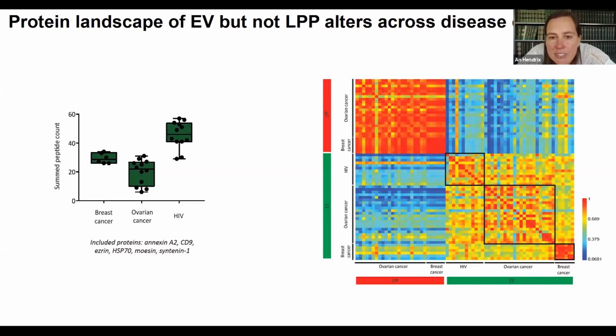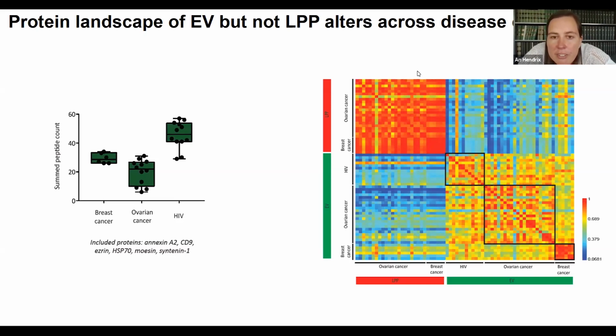In this correlation analysis, we could actually observe that within the EV extracts, the correlation is higher within the disease condition, which indicates that there is a specific protein landscape in extracellular vesicles that is associated with a certain disease. And this is what we further confirm by pathway analysis.